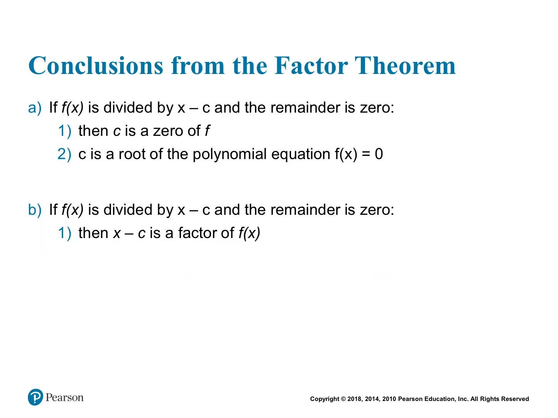So these are some conclusions we can make. If f of x is divided by x minus c and the remainder is 0, then that means c is a 0 of f. It would make the equation equal 0. And c is a root of the polynomial equation. If f of x is divided by x minus c and the remainder is 0, another thing we can conclude is that x minus c is going to be a factor of the original function.